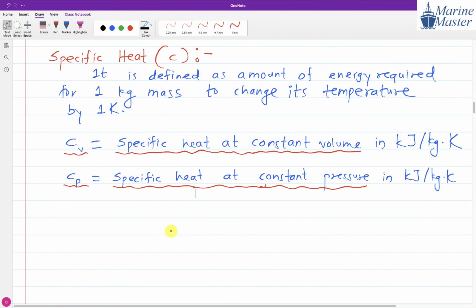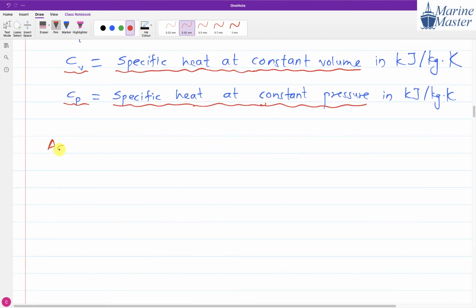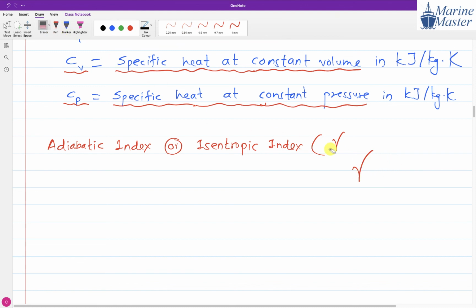Now the next term that we are going to study is the adiabatic index or isentropic index. We will see why we have given this name in the upcoming discussion. And it is denoted by what? Gamma. This is not an R. So the adiabatic index or isentropic index is denoted by gamma.